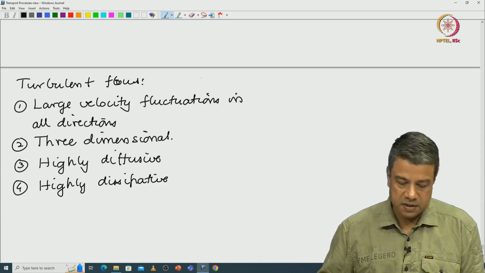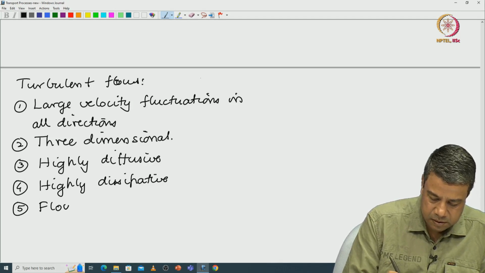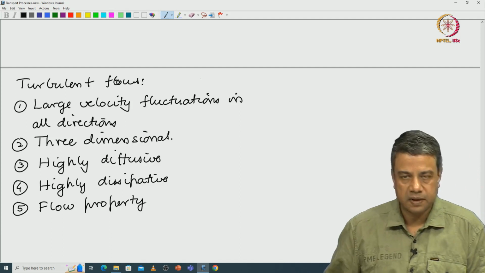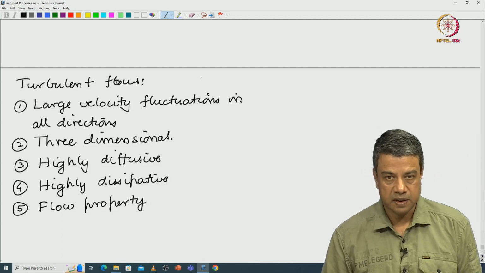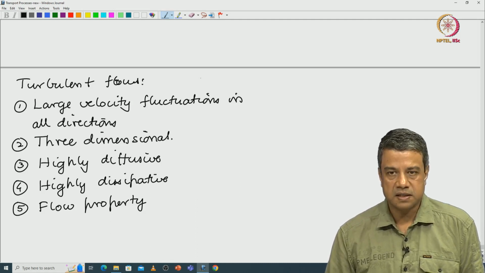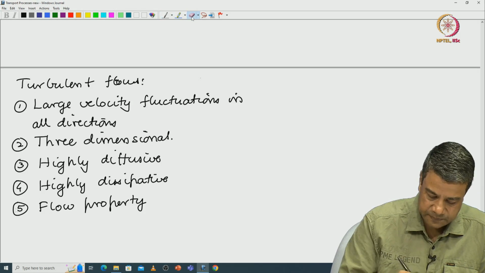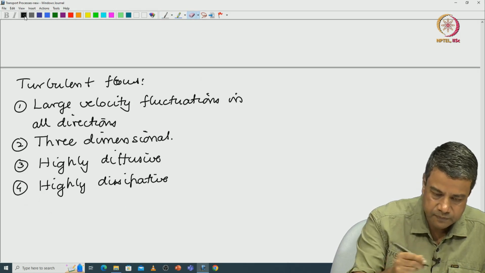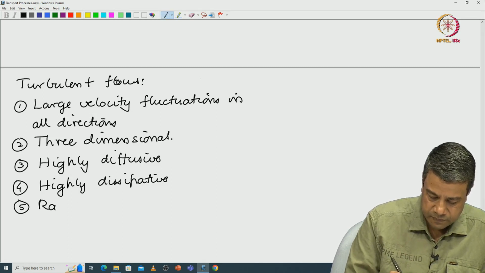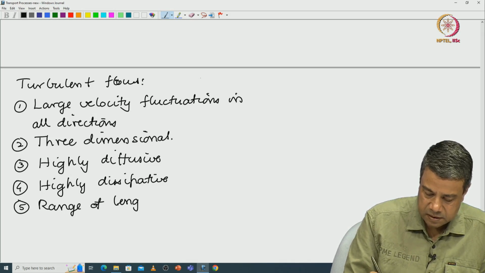Nevertheless, turbulence is a flow property. What I mean by that is that the smallest eddies in a turbulent flow. So, before that I should say that there is a range of eddies. Range of length and time scales.